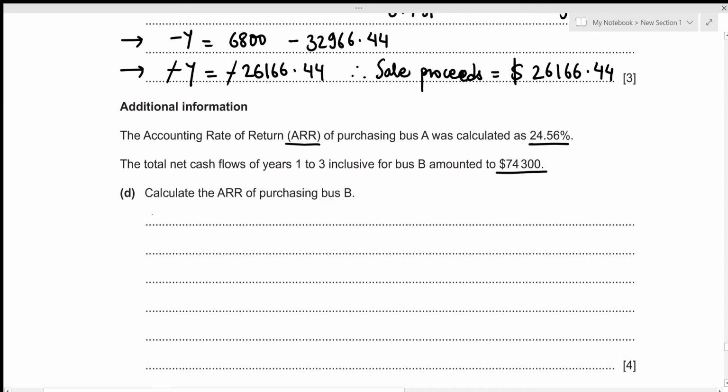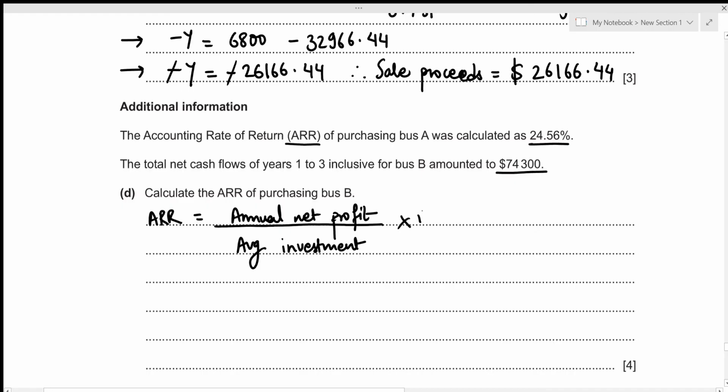What we need to know is that ARR is the annual net profit divided by the average investment times 100. So in order to figure out our ARR, we first need to figure out the annual net profit. Let's do that.